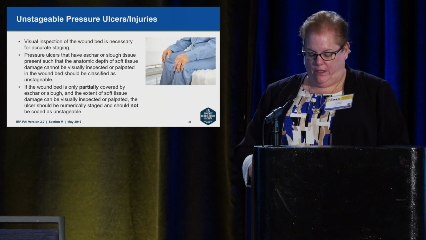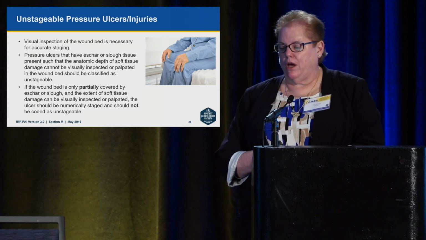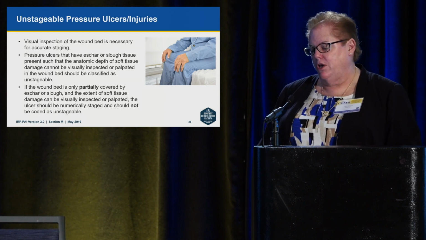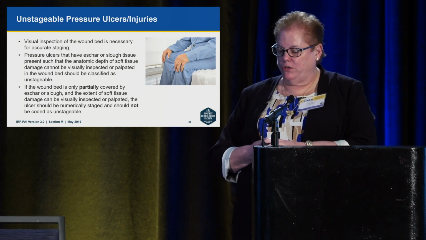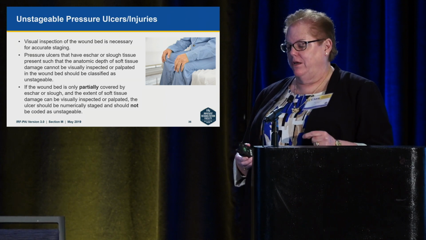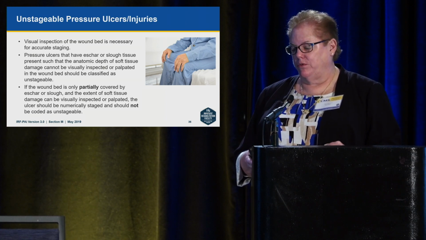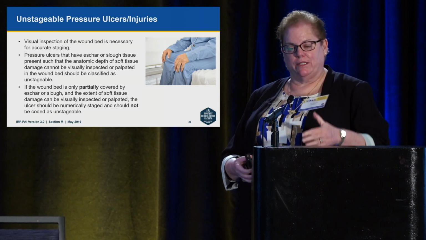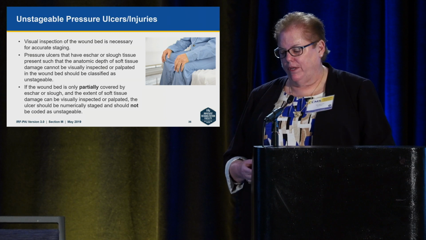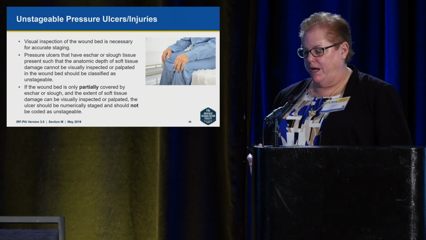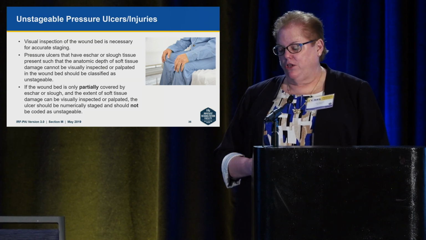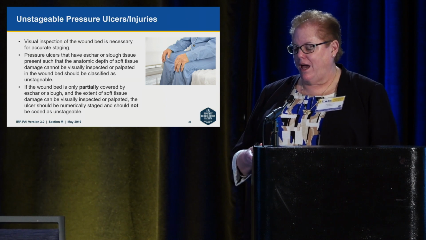All right. Let's talk about unstageable pressure ulcers. The visual inspection of the wound bed is necessary for accurate staging. I think we all know that if you're a clinician. Pressure ulcers that have eschar or slough tissue present, such that the anatomical depth of soft tissue damage cannot be visually inspected or palpated in the wound, should be classified as unstageable. So if you can't see what's going on underneath that slough and eschar, then you need to code it as unstageable. If the wound bed is only partially covered by eschar or slough, and the extent of soft tissue damage can be visualized, inspected, or palpated, the ulcer should be numerically staged and should not be coded as unstageable.